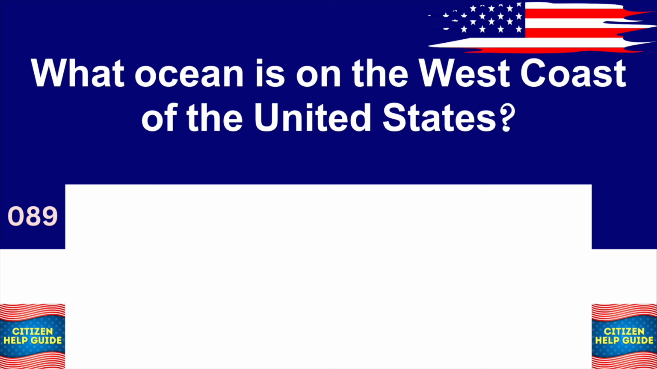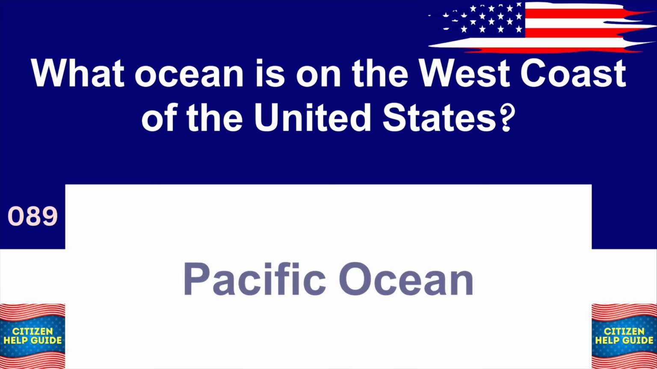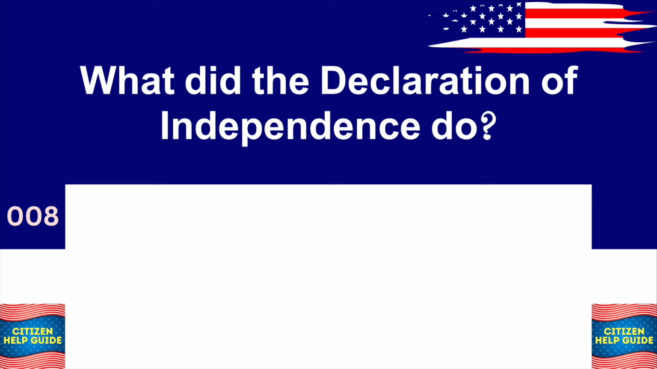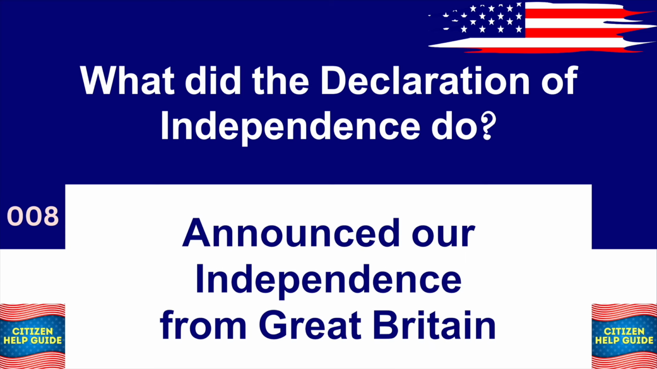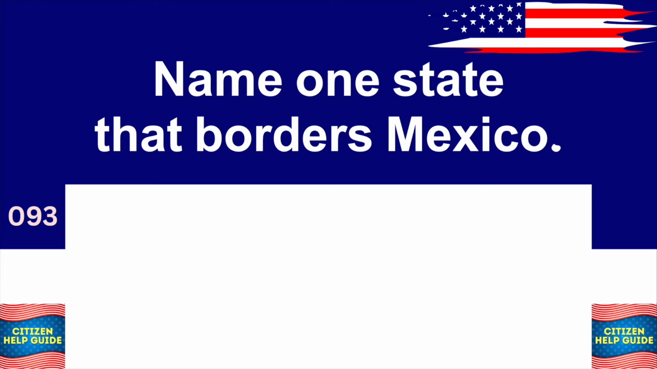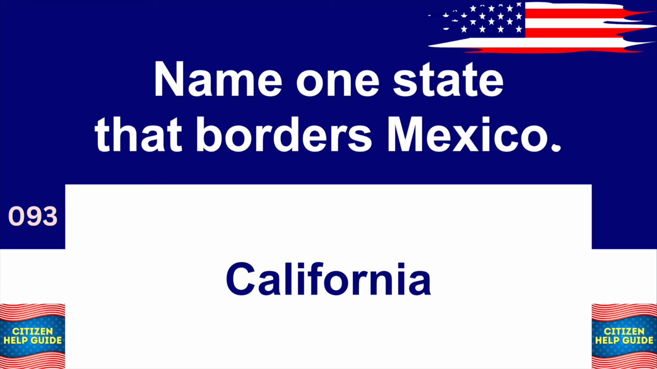What ocean is on the west coast of the United States? Pacific Ocean. What did the Declaration of Independence do? Announced our independence from Great Britain. Name one state that borders Mexico. California.